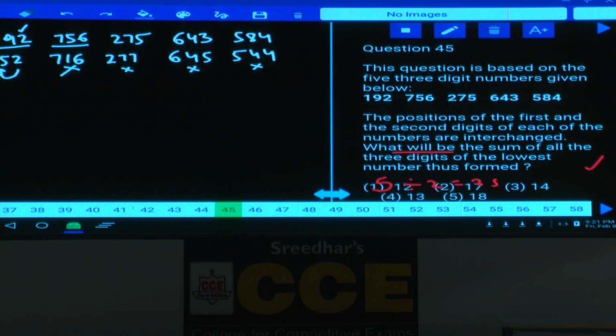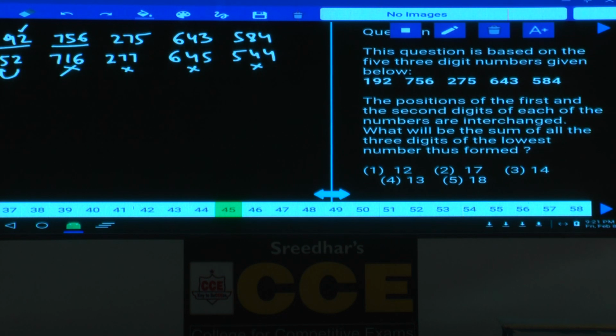Then question number 45. The positions of the first and the second digit of each of the numbers are interchanged. 1 and 2 are interchanged. Then what will be the sum of all the 3 digits of the lowest number thus formed? Now 1 and 2, the first 2 are interchanged. This will be 912 and this will be 576 and 725 and 463 and this will be 854. Now the first and the second digits are interchanged.